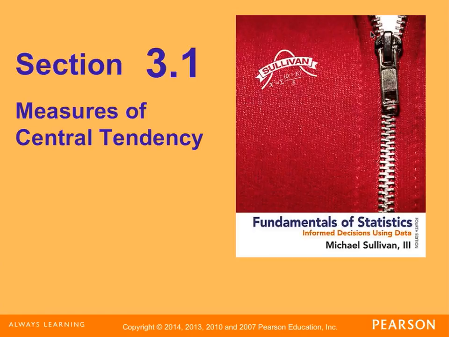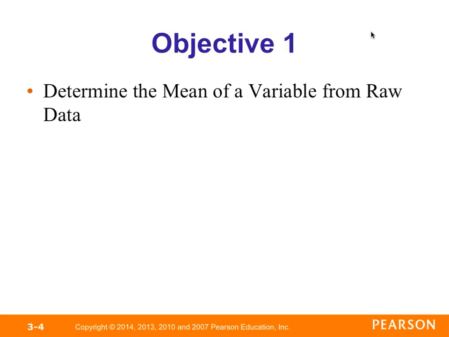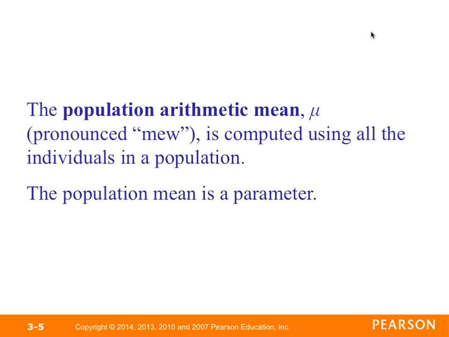So the first thing we're going to talk about is measures of central tendency. And you've probably already heard of some of these. Mean, median, and mode are all measures of central tendency. So let's first determine how to find the mean of a variable from raw data.